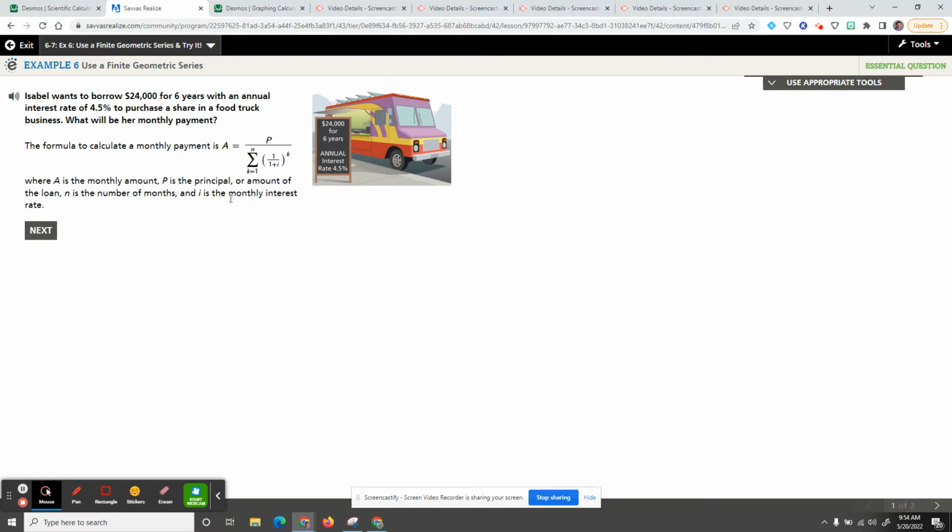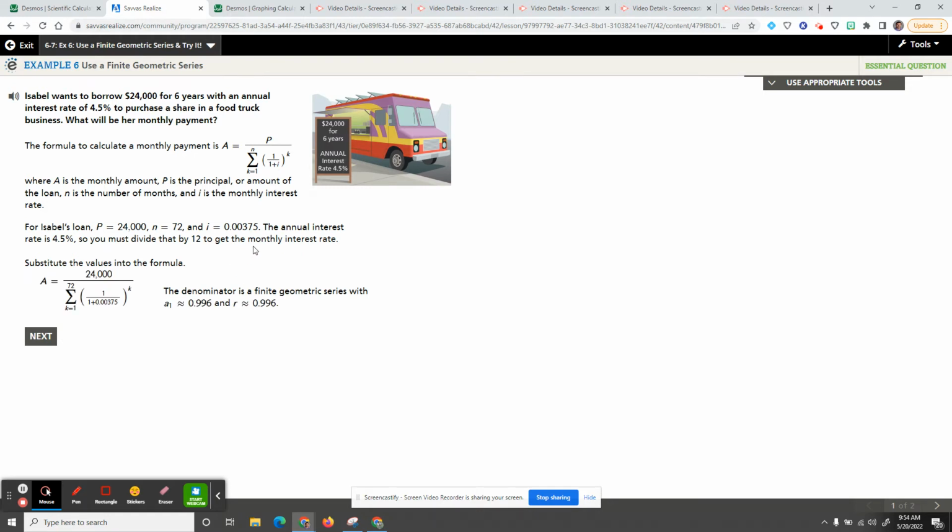And then i is the monthly interest rate. So that's part of your ratio there. All right, so the annual interest rate is 4.5%. That's given. So i is going to be your monthly interest rate. So you just divide it by 12.